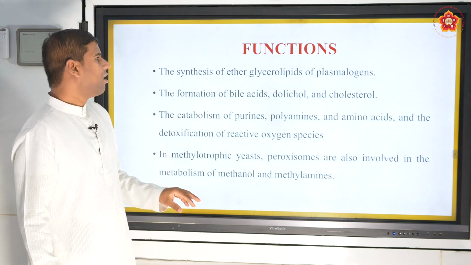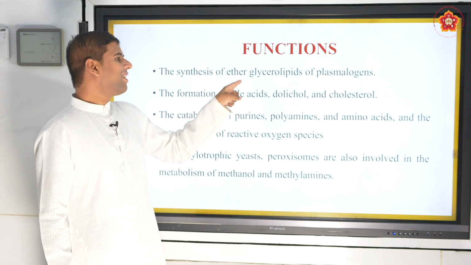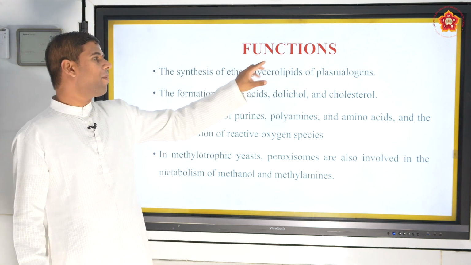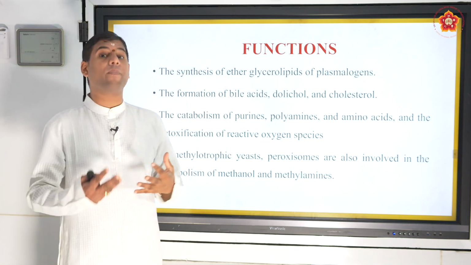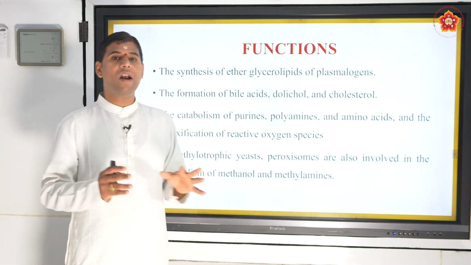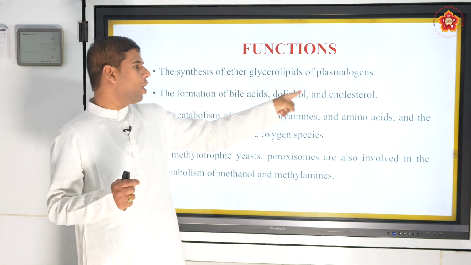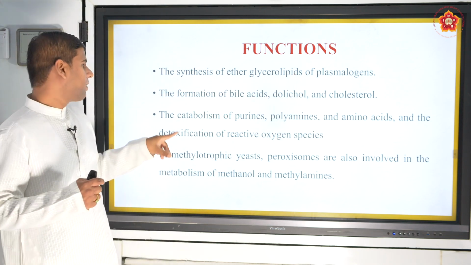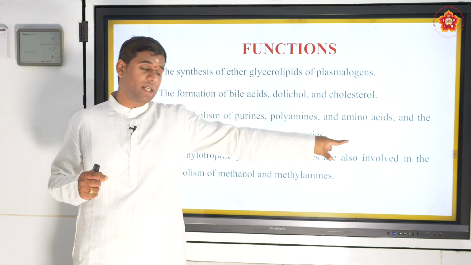Now the functions of these. Synthesis of ether glycerolipids and plasmalogens. These are components which are present in cells, and the making of these glycerolipids and plasmalogens is done by peroxisomes. And the formation of bile acids, dolichol and cholesterol is also carried out by these peroxisomes.